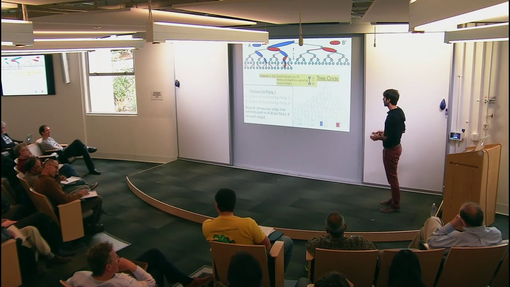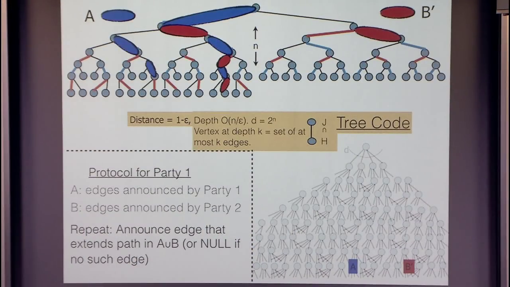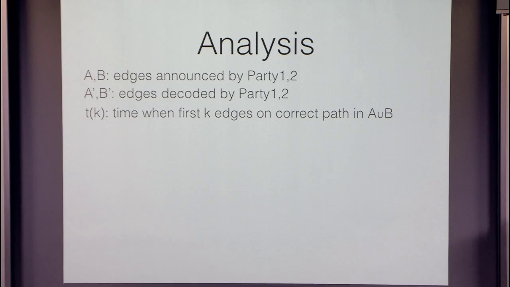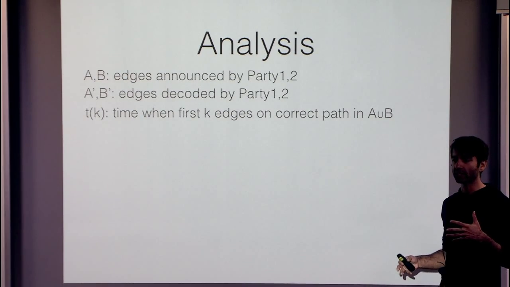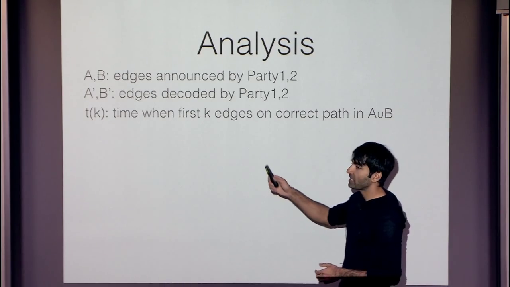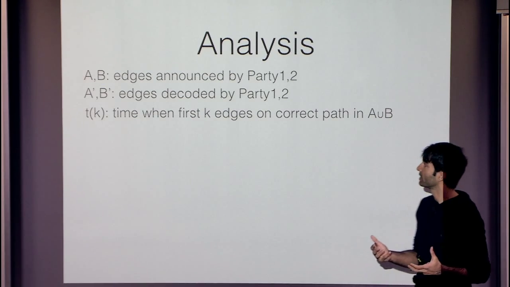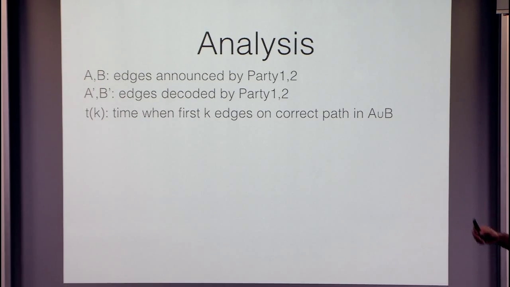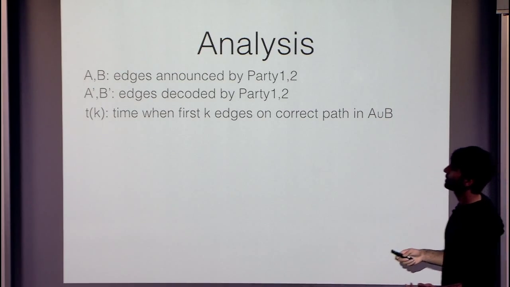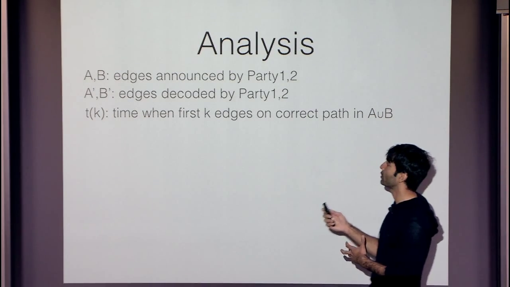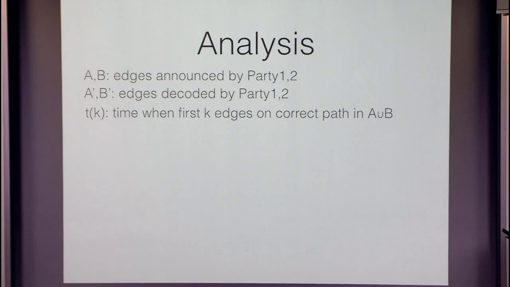All right, so now, the hard part is to figure out why does this actually work, right? Because it seems crazy. So in order to analyze this, let me introduce some notation. In each round of the protocol, there are kind of 4 sets of edges in play. There's the sets A and B, which are the true sets of edges that have been announced so far by each party. And then there are the decodings A prime and B prime. The second party decodes A prime from the transmissions, and the first party decodes B prime. And these might be really far from A and B.